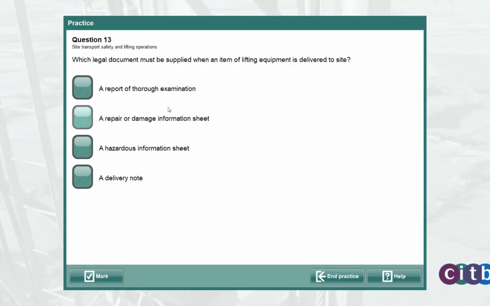Which legal document must be supplied when an item of lifting equipment is delivered to site? A report of thorough examination. A repair or damage information sheet. A hazardous information sheet. A delivery note.